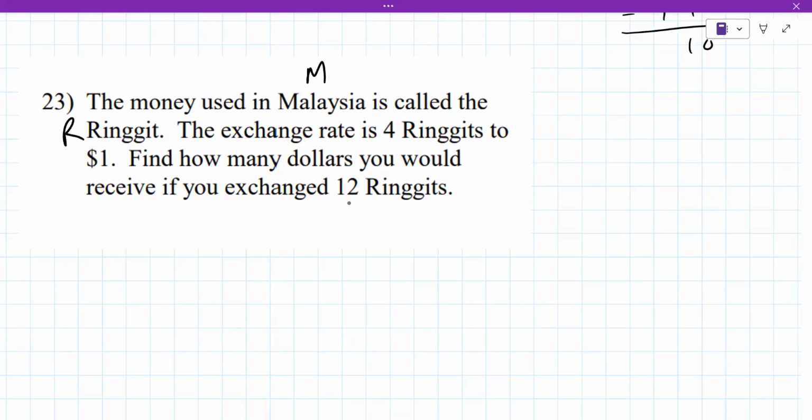All right, how are you doing on this one? Do you have an answer? Need some help? It would be $3. You get $3 in exchange. Exactly. Yeah, very good.